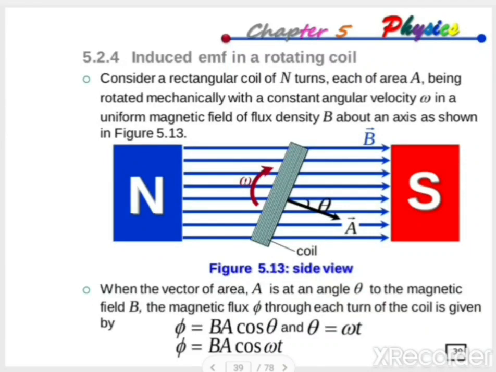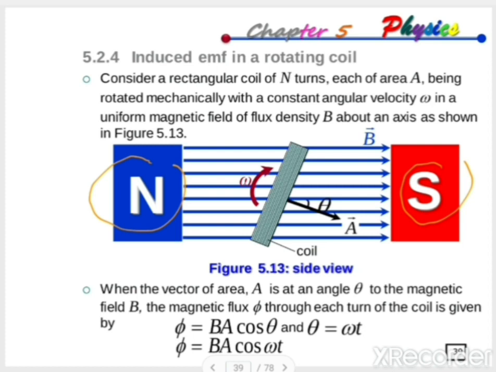Induce EMF in a rotating coil. So we have a bar magnet, where this is the north pole and this is the south pole, meaning that we are creating a uniform magnetic field. We consider a rectangular coil of N turns, each of area A, which is being rotated with a constant angular velocity omega in that uniform magnetic field.